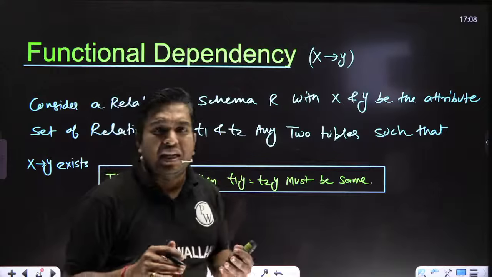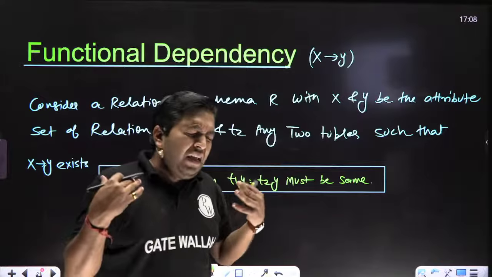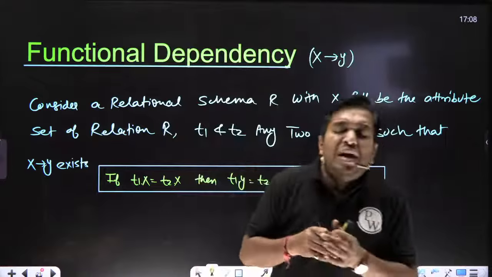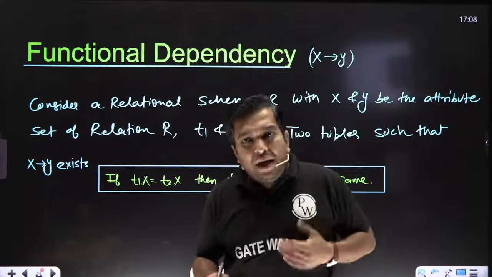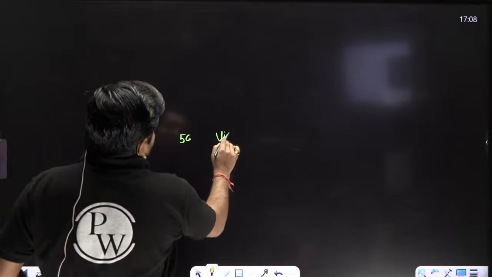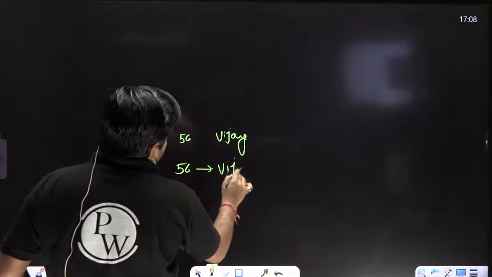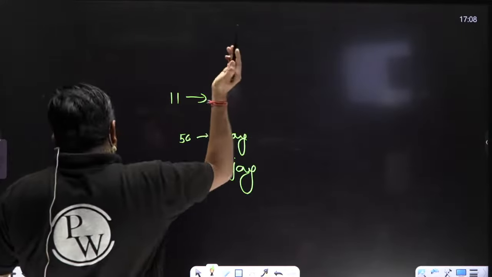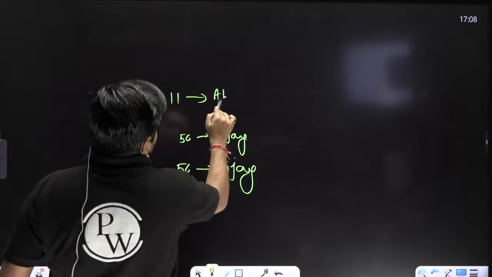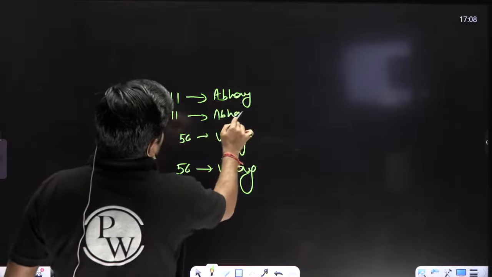What is the meaning of X determines Y? Whenever I insert my roll number, my result will be displayed. Let us assume my roll number is 56. Whenever I insert roll number 56, Vijay's result will be displayed. Whenever I insert roll number 11, Abhay's result will be displayed. Are you getting my point? This is the meaning of FD.